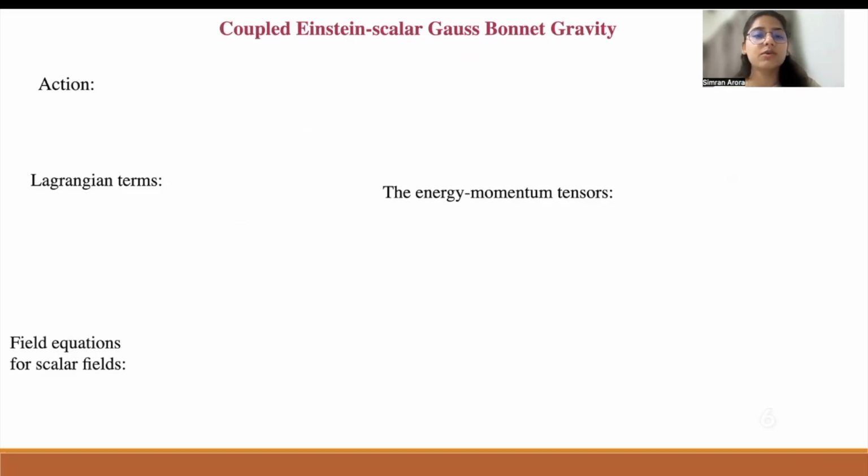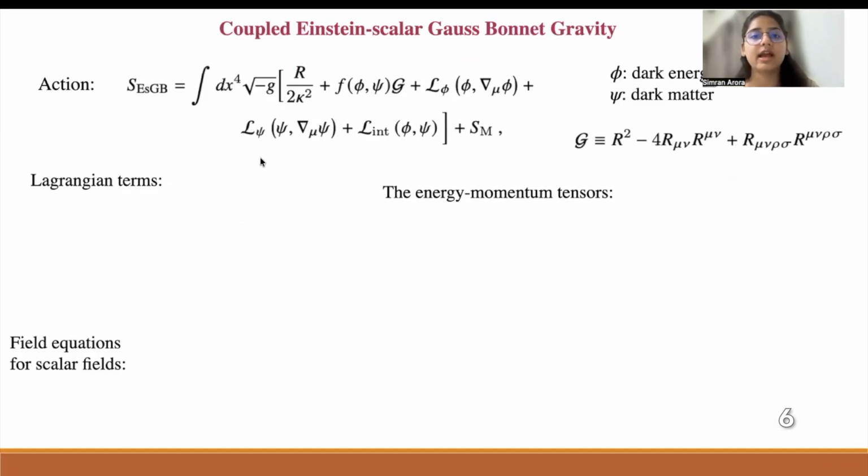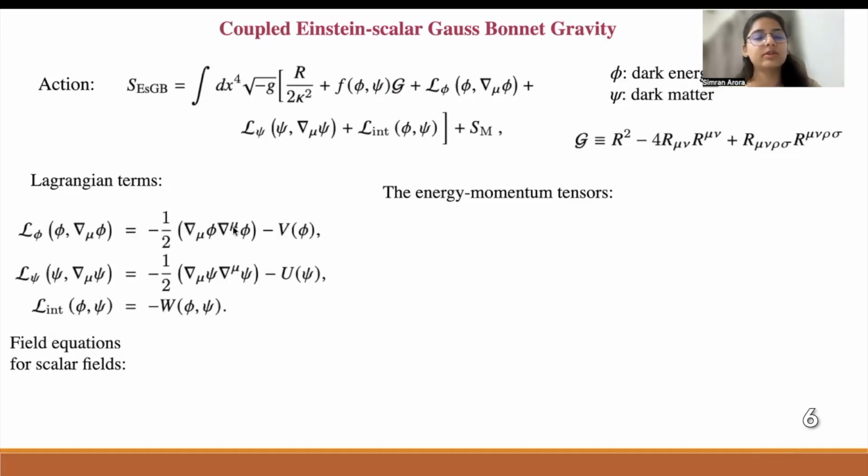Okay, so let us go to the work we have done. We have considered here Einstein scalar Gauss-Bonnet gravity, in which we have considered two scalar fields, one is phi and another is psi, where phi is acting as dark energy and psi is acting as dark matter. G is the Gauss-Bonnet term, which is given by this particular expression, and these are the Lagrangians corresponding to the phi and psi scalar fields, and this is the interaction between these two scalar fields, right?